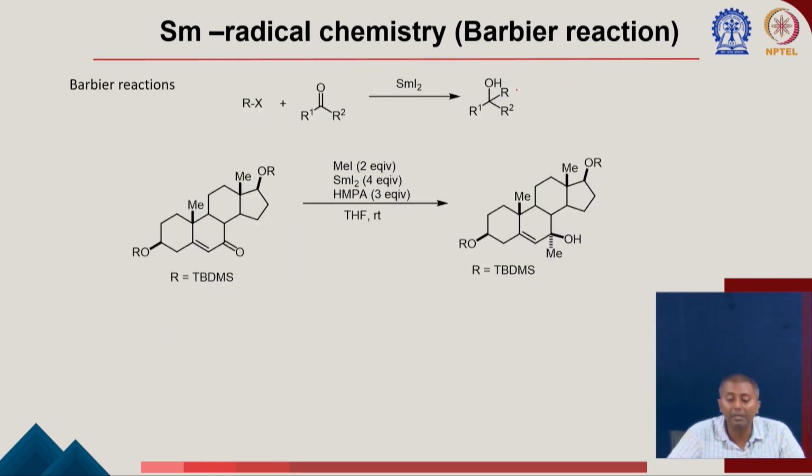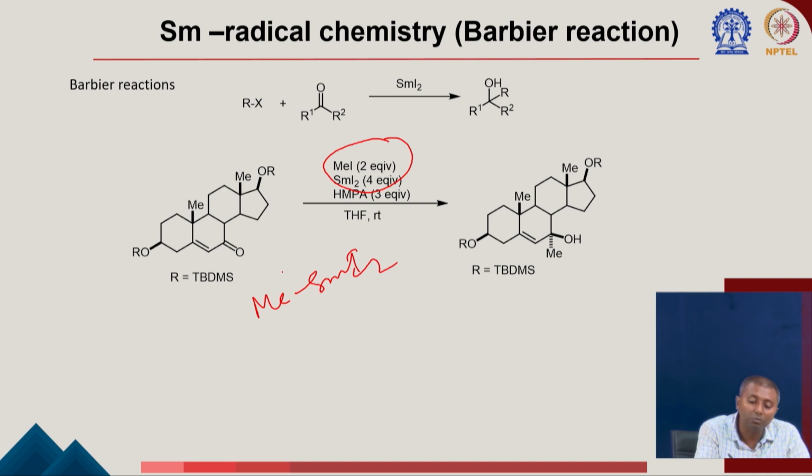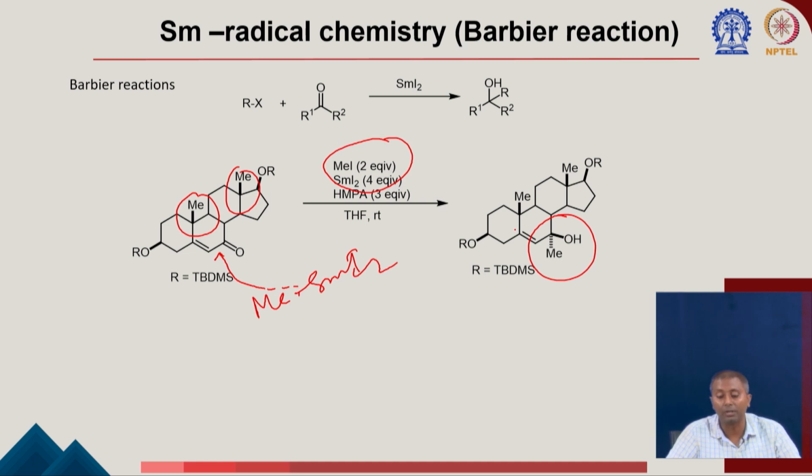Again, there is this Barbier reaction here. I explained during the Barbier reaction that methyl iodide and samarium iodide are going to make this methyl samarium species, which is now going to add to this species through the bottom face, because the top face is hindered because of these methyl groups. So that's why it ends up forming this product as the major product.